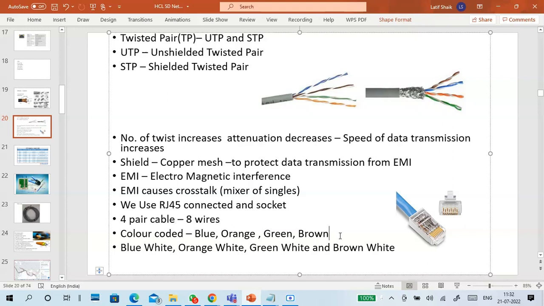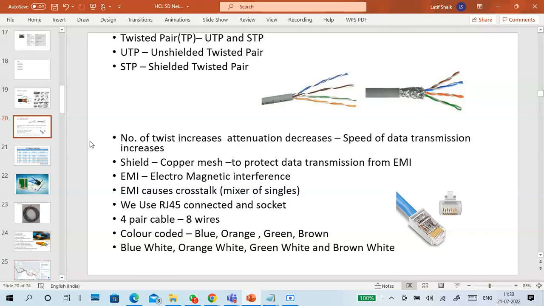The main four colors of these cable wires are blue, orange, green, and brown. So I said 4 colors, but I also said 8 wires. 4 colors, 8 wires, how is it possible? Look at blue, orange, green, brown, white blue, white orange, white green, white brown. So totally 8 colors are coded. There are a lot of things about this, but this is the first basic information.